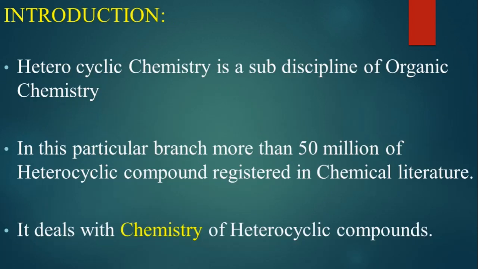Heterocyclic chemistry is a subdiscipline of organic chemistry. Till now, more than 50 million heterocyclic compounds have been registered in chemical literature. It is a very important topic in organic chemistry. On the other hand, it is very interesting as well. So, what is heterocyclic chemistry? Basically, it tells you about the chemistry of heterocyclic compounds or heterocyclics. In general, the term chemistry includes preparation, properties, both physical and chemical, and synthetic uses of a particular compound.